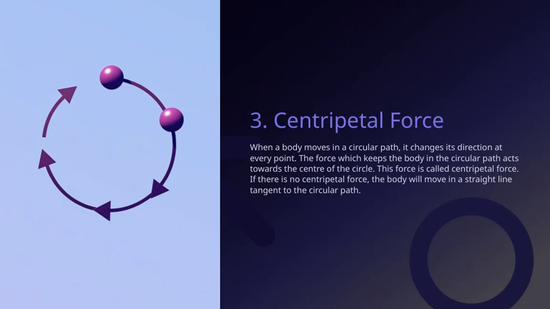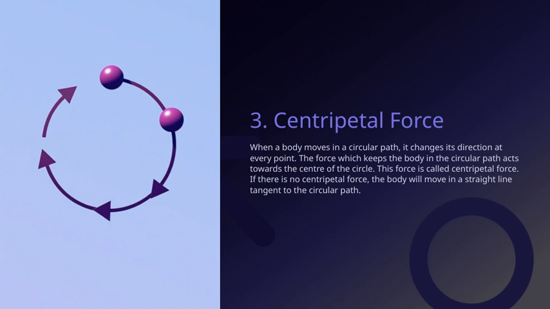When a body moves along a circular path, it's constantly changing its direction. Now, this change in direction means there's a force acting on the body, right? And that force always points toward the center of the circle. We call this the centripetal force. It's what keeps the body moving in that curved path instead of flying off in a straight line.